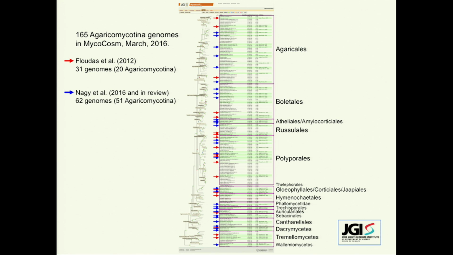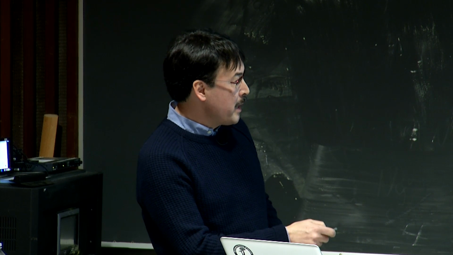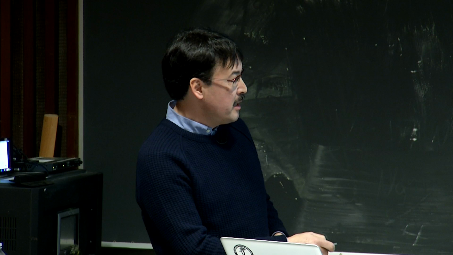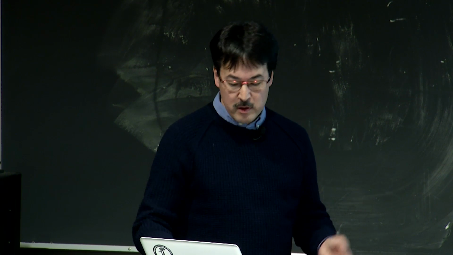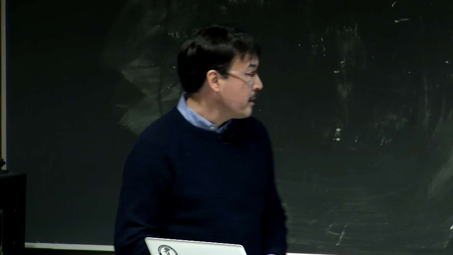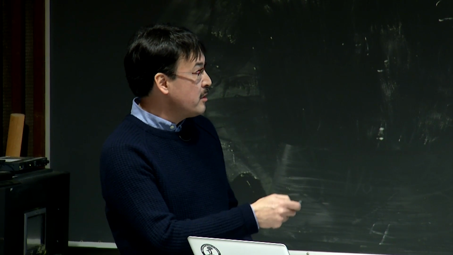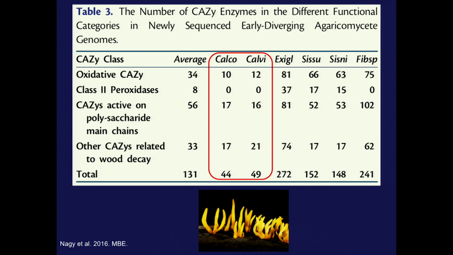So in the Nagy et al. studies, we now have 62 genomes, 51 in the Agaricomycotina, adding these blue arrows in addition to the red arrows representing the Floudas genomes. And in particular, we did a lot of sampling in the early diverging Agaricomycotina. And so this lets us focus in on the evolution of this complicated white rot apparatus. And so we can show that these two new Botryobasidium-like species that we got in here, one of which had previously been reported to be white rot, looks like a typical brown rot fungus.